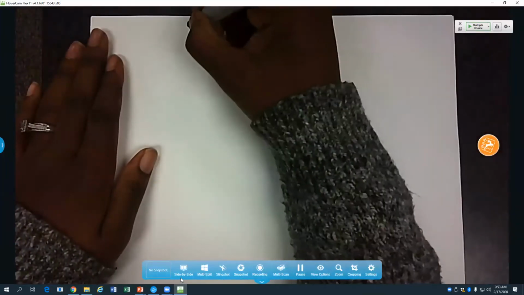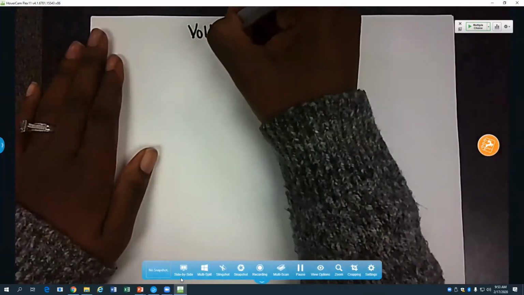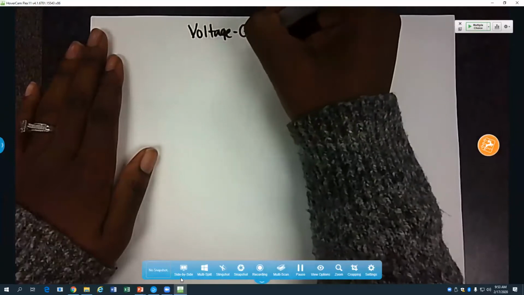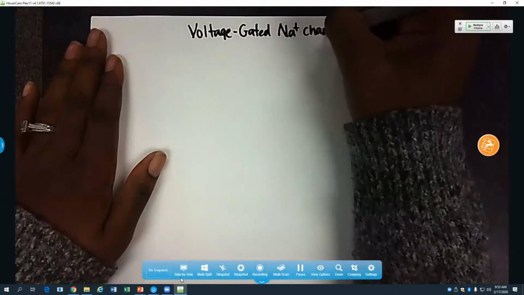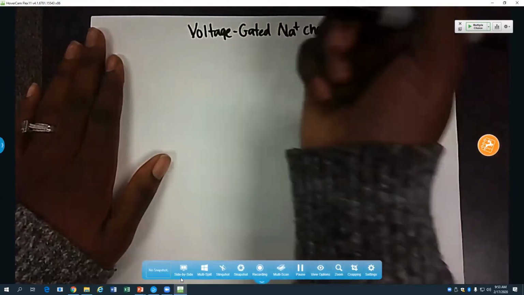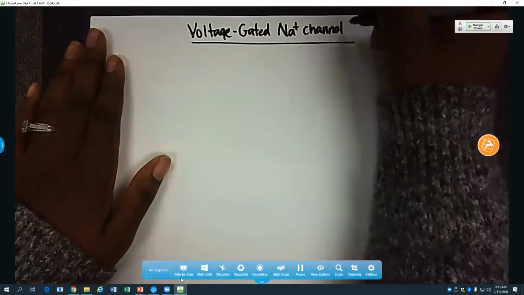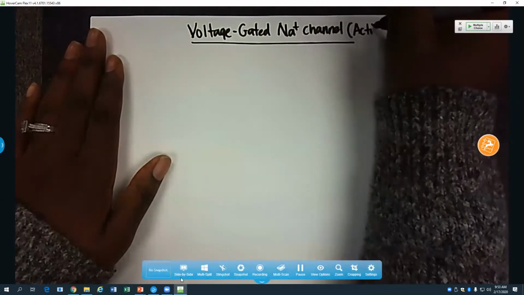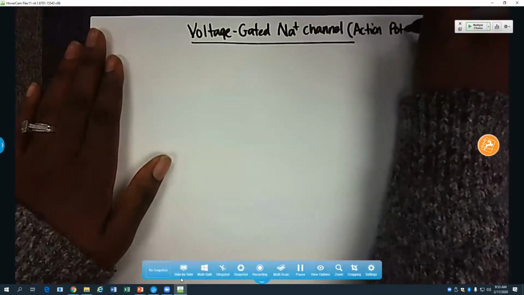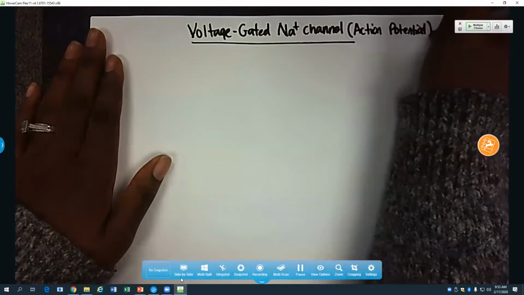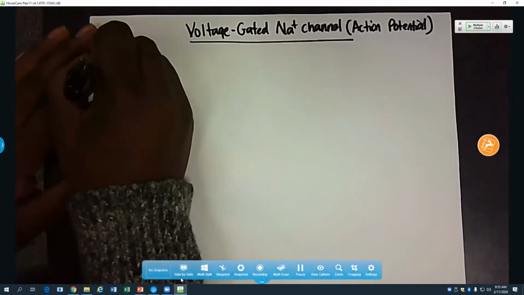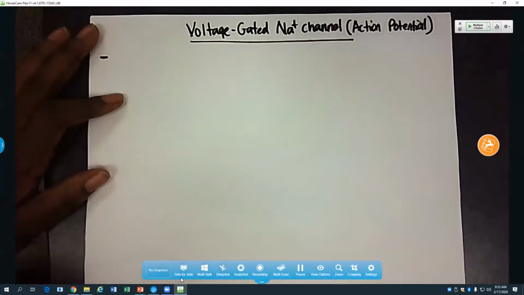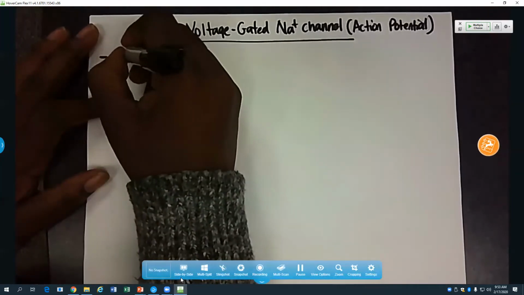We're speaking about the voltage gated sodium channels and their involvement in the action potential. The first thing we want to understand is that the voltage gated sodium channel is voltage sensitive.